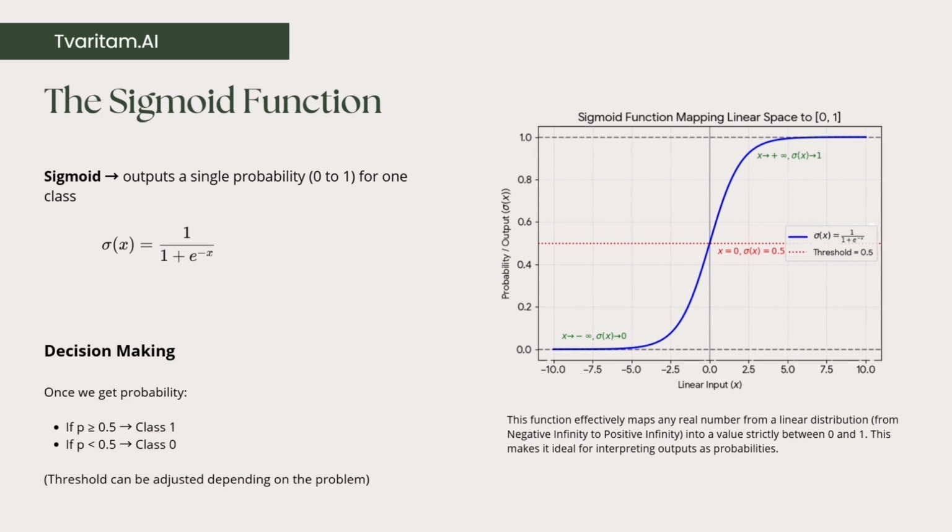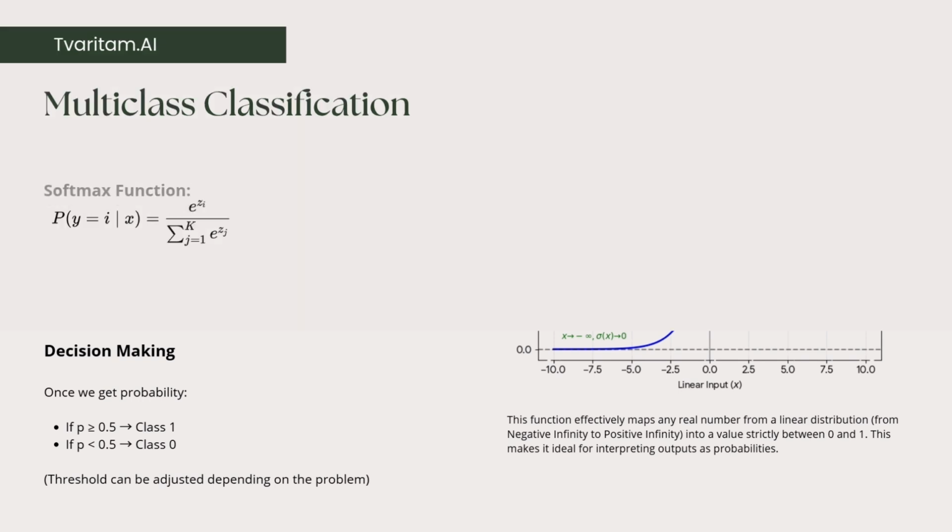Now for decision making, once we get the probability, if the value of P is greater than or equal to 0.5, the row belongs to the class label 1. If it is less than 0.5, then the output is class 0. This threshold can be adjusted depending on the type of problem. So we can also make it 0.6 or 0.4 as we desire.